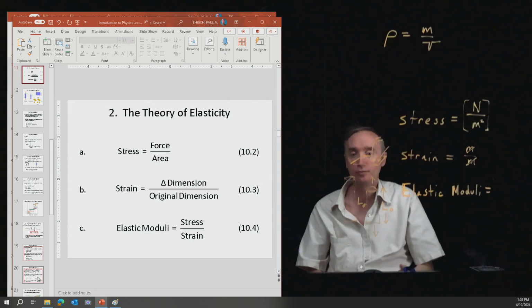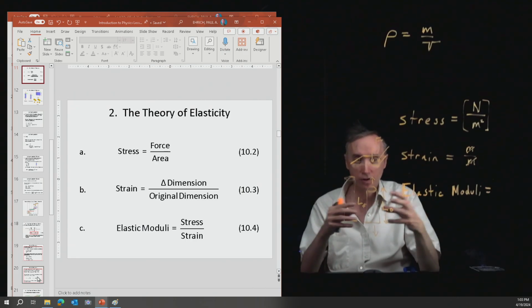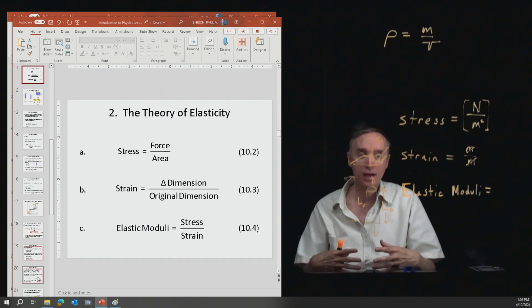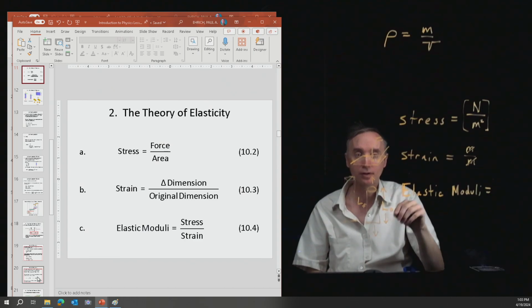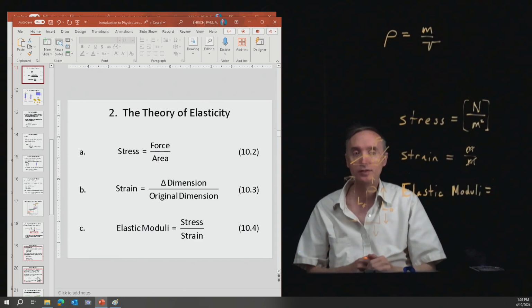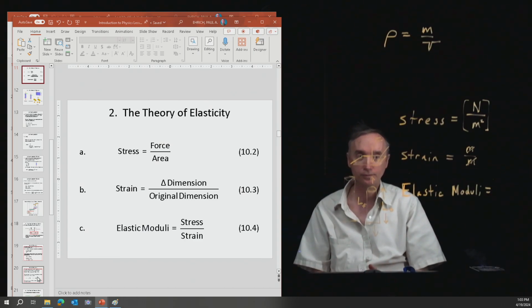Because they're made of different materials. The atoms are hooked together in different ways, and so they're going to have different elastic moduli. So this would be something that you would look up in a textbook.